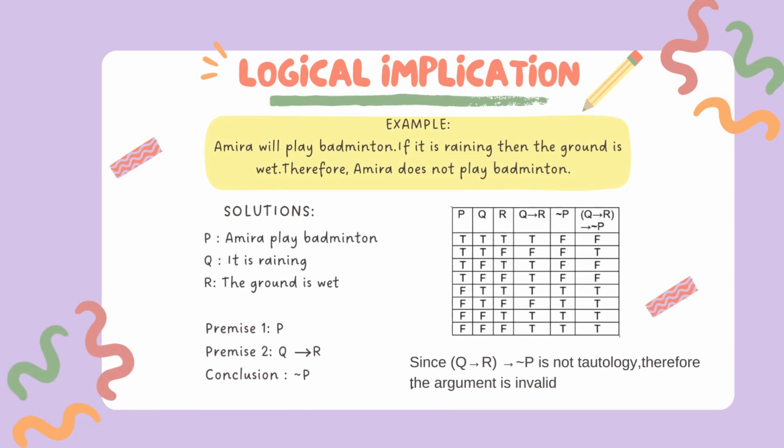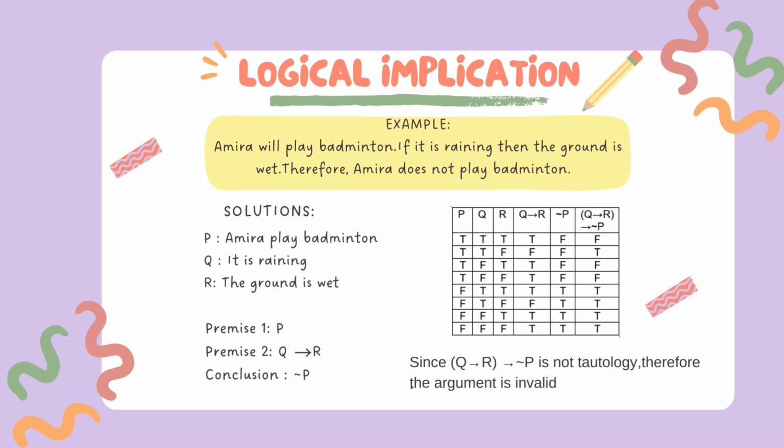For the example of logical implication: Amira will play badminton. If it is raining, then the ground is wet. Therefore, Amira does not play badminton. The solution for this is that we assume P is Amira plays badminton, Q is it is raining, and R is the ground is wet. The first sentence is premise 1, which is P, premise 2 is Q implies R, and the last sentence is the conclusion, which is not P.